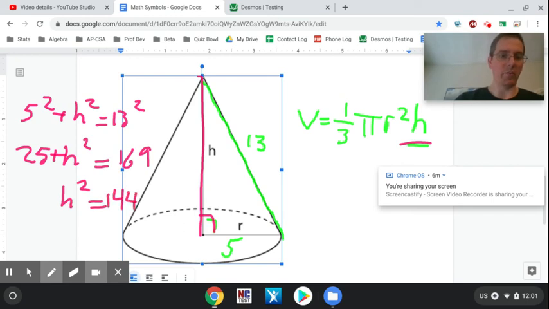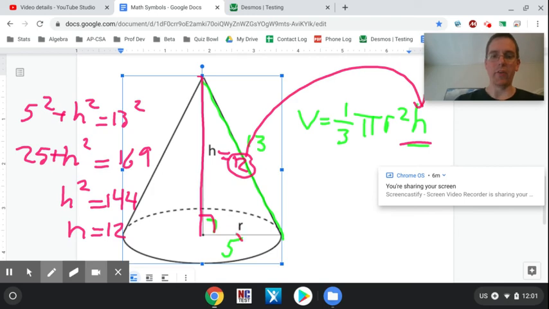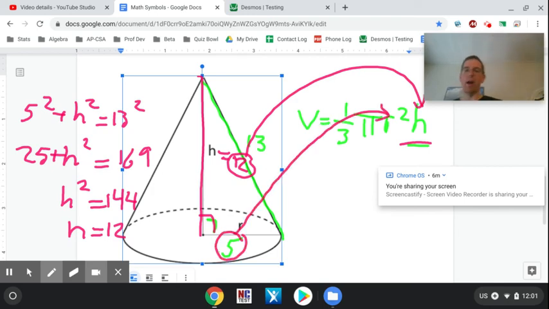And then that's nice and pretty. I can take the square root and h would be 12. So the height is equal to 12. And that's the number I would need to plug into this formula, and also plug in my radius. I do not need to plug in my 13 anywhere into the volume formula, but they did have to give me that so I could use it in my Pythagorean theorem and get the height.